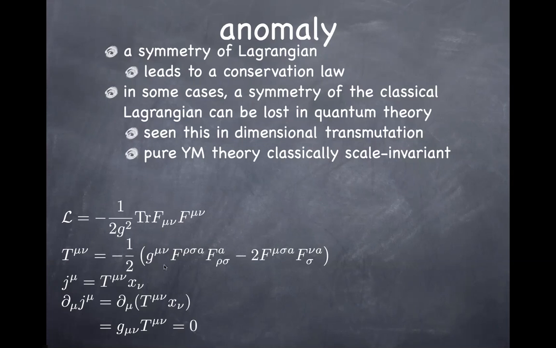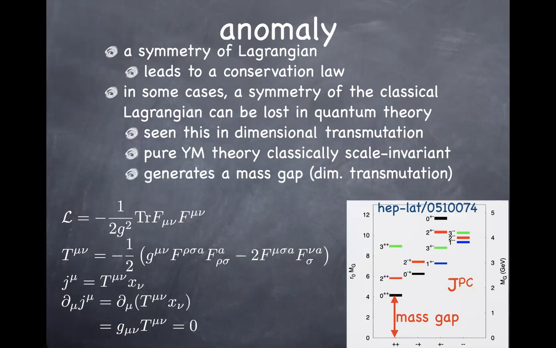And I actually have a mistake here. There's a factor of 4 here. So the traces in that term actually cancel against each other exactly, so the trace of the energy momentum tensor is actually 0. That's how you can confirm that there is a conservation law due to the scale invariance of the theory in perturbation theory.